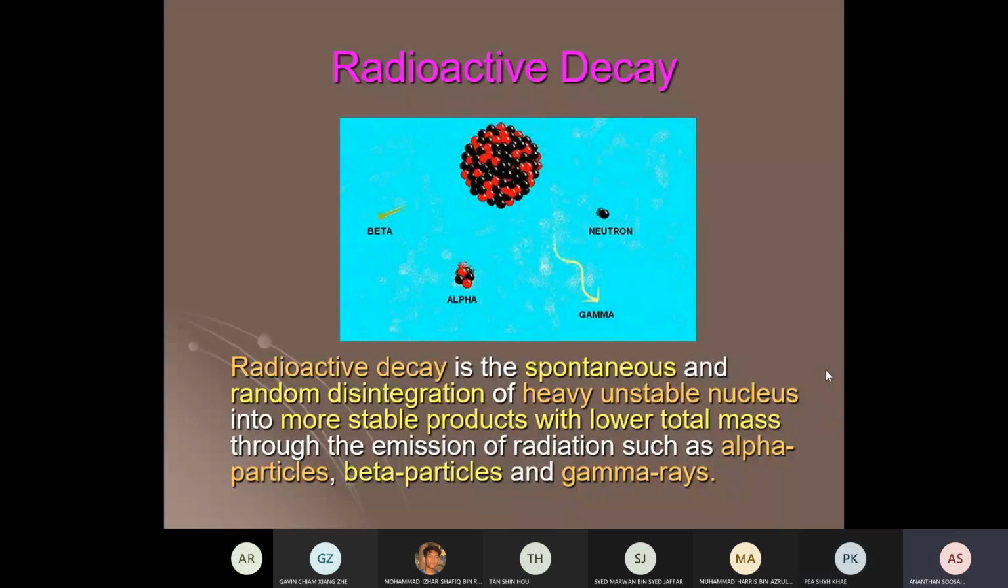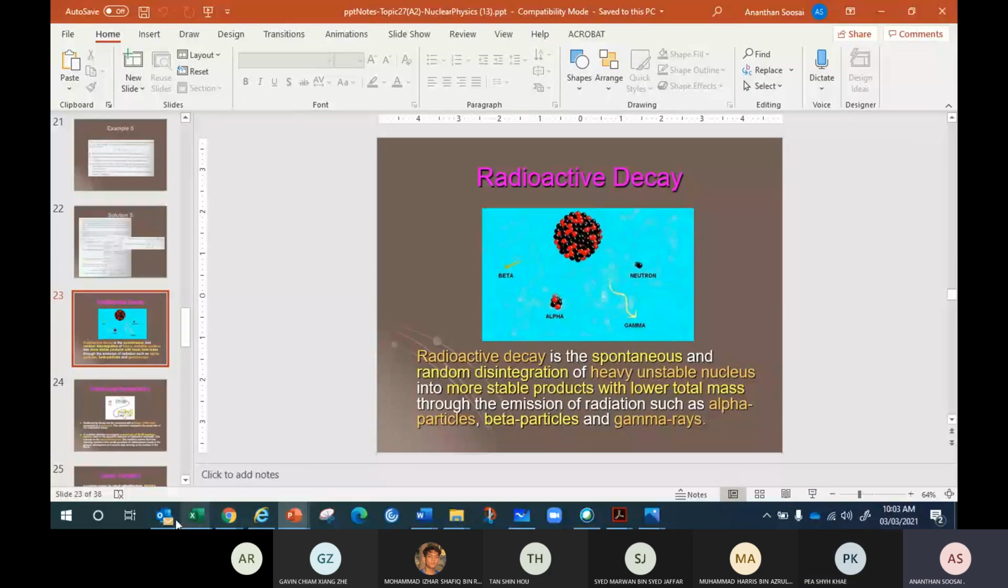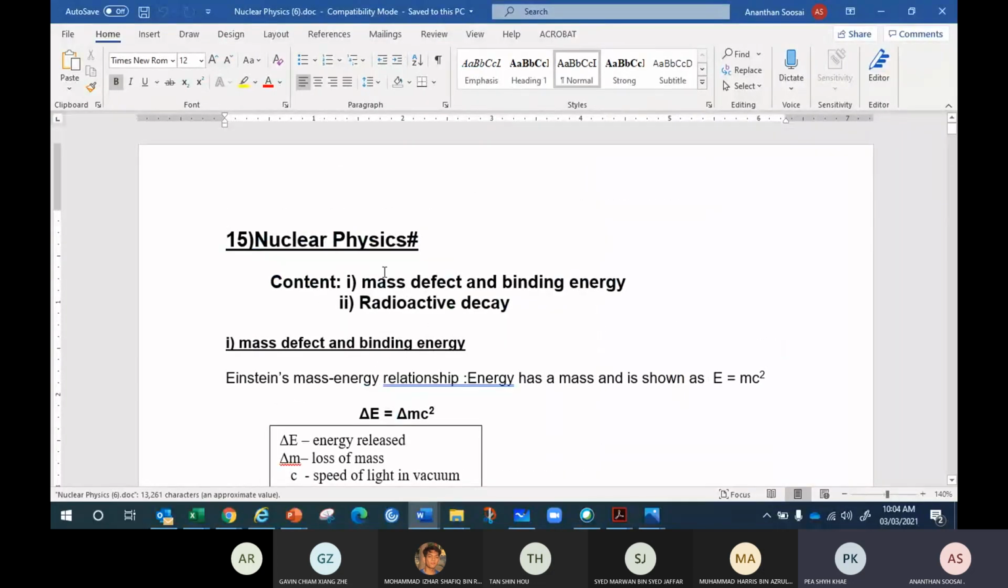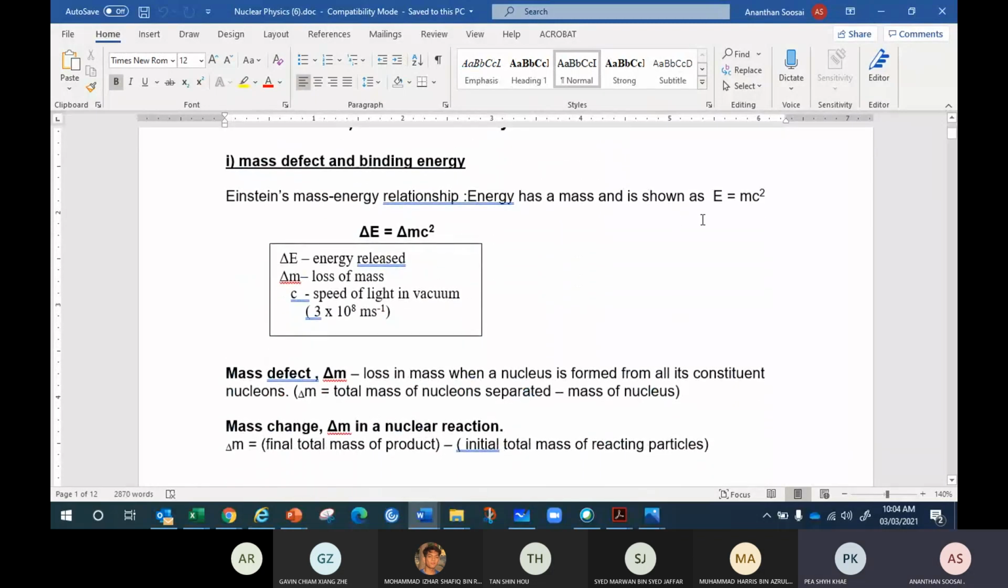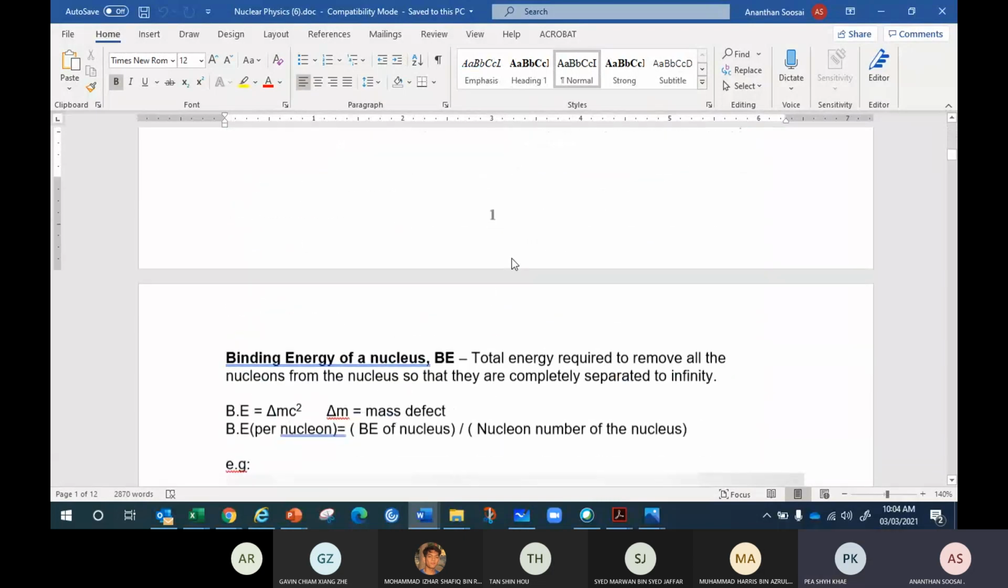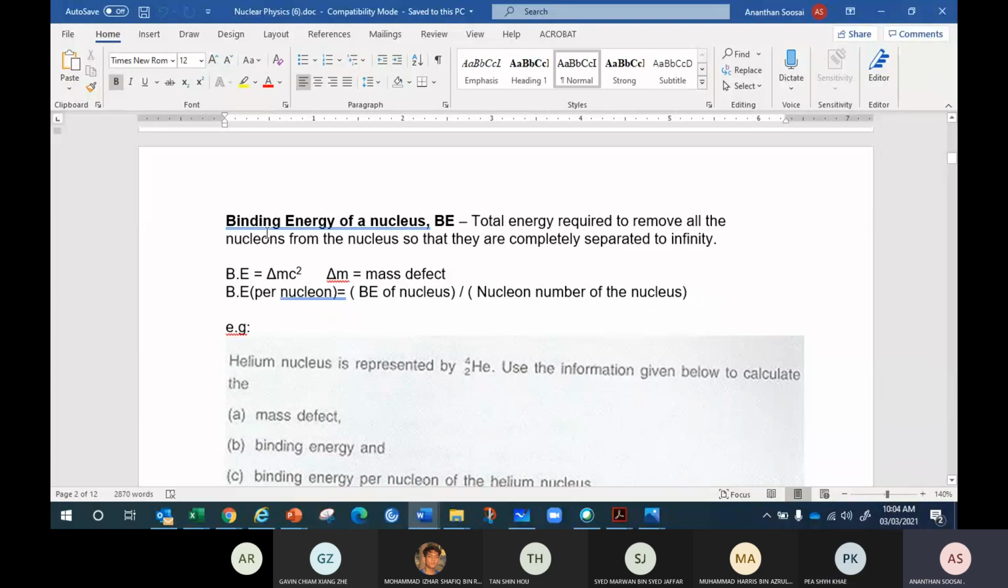Okay, guys. So, yeah, halfway through nuclear physics. So, what have you learned so far in this topic? We're done with the mass defect. We're done with the binding energy. We talked about E equals mc squared. What is meant by mass defect? What is meant by 1 u? Then we went on to talk about binding energy. The nucleus which has the greatest binding energy per nucleon is categorized as the most stable element.